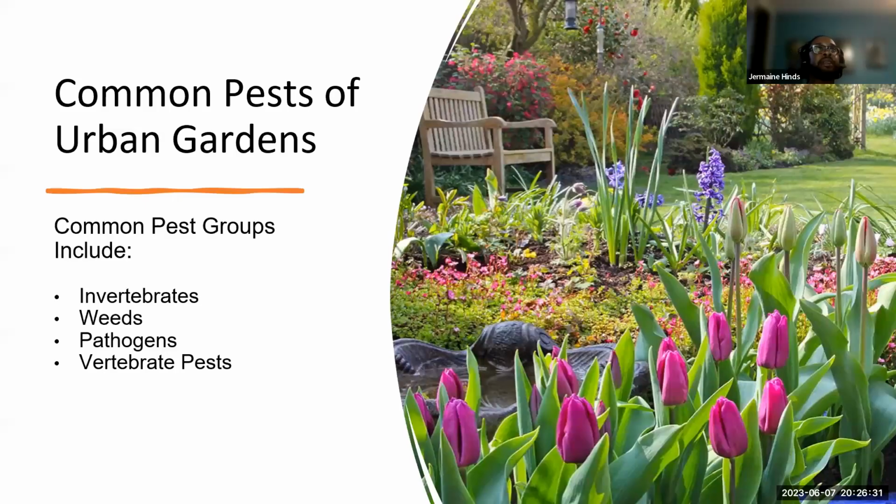So plants out of place, any plant species that you don't want there. There's pathogens, so the disease-causing organisms, that could be molds, fungal pathogen, rust on your plants. But there are also vertebrate pests, so your mammals like rodents and larger mammals.